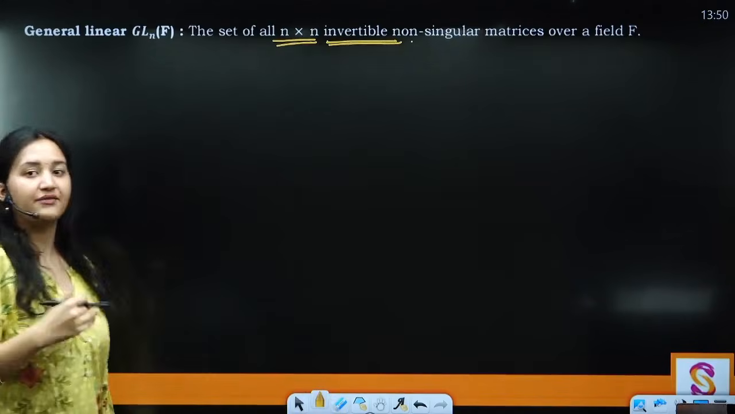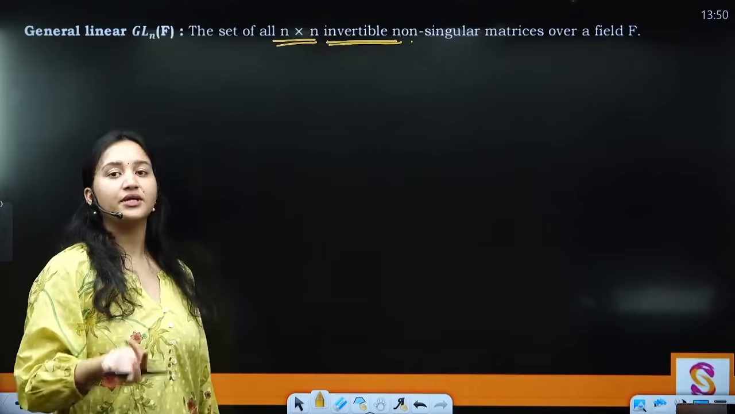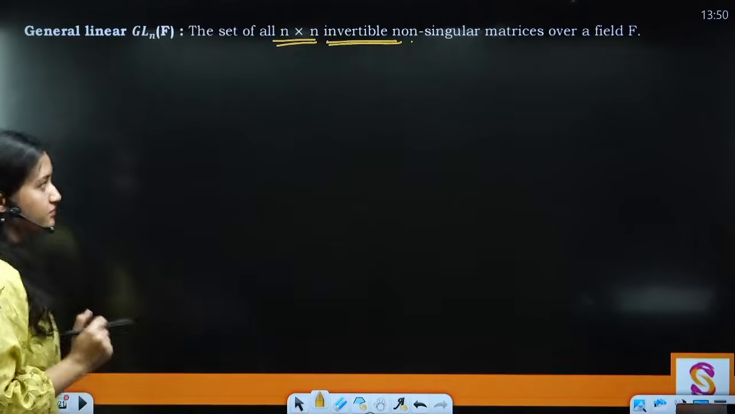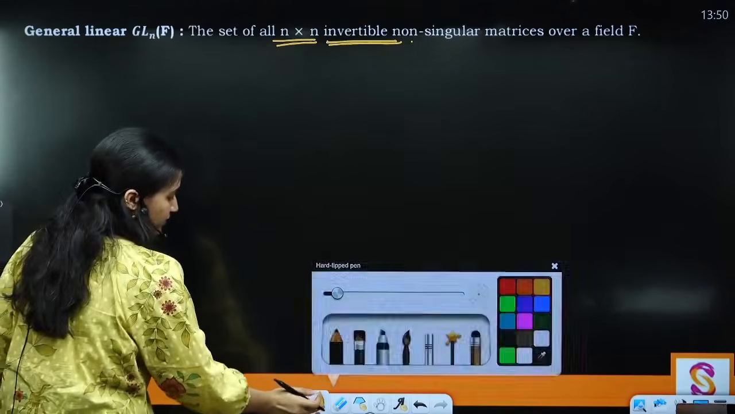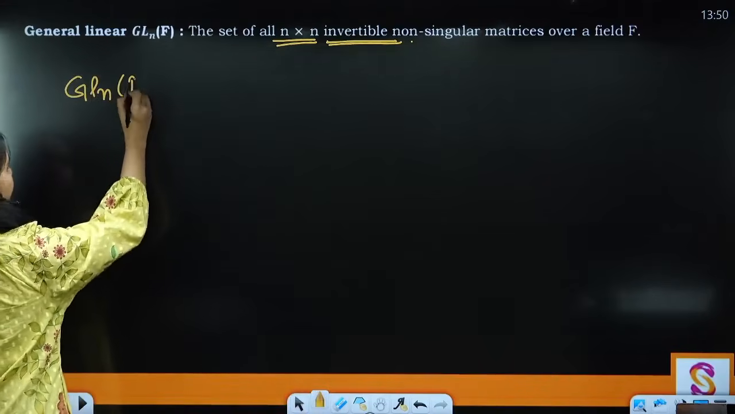That means they have to be non-singular. And what are non-singular matrices? Those whose determinant is not equal to 0. Clear? Chalo. So let me define the group for you. This will be GLNF.